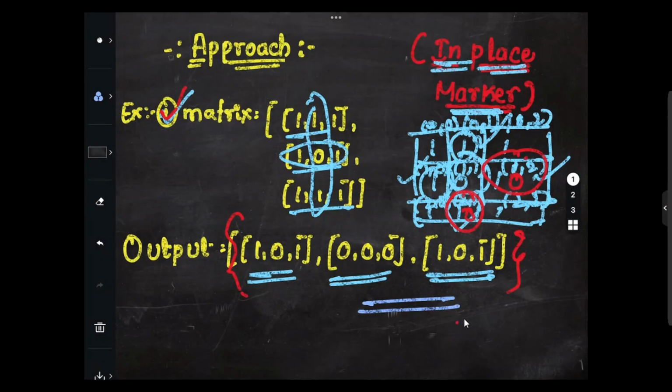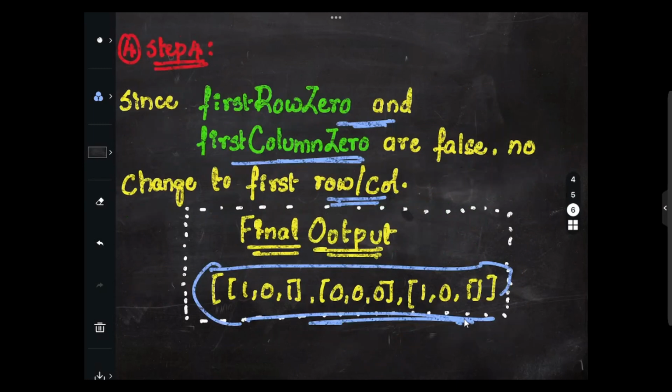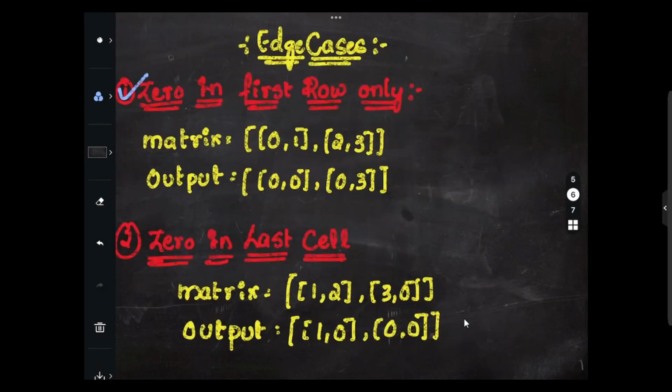So I hope the approach is completely clear, right? Now as we are completely familiar with the approach, let's discuss the edge cases one by one very quickly. So the first edge case is for the 0 in the first row only.